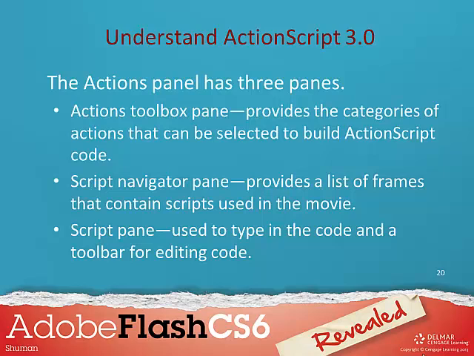The Actions panel has two windows, a left and a right, and three panes. Your panes are your Actions toolbox, which provides the categories of actions that can be selected to build ActionScript code. This provides an alternative to typing code in the script pane. You have your Script Navigator pane, which provides a list of frames that contain scripts used in the movie. This pane can be used to quickly locate a frame and display its code in the script pane. And then the script pane is used to type in the code, with a toolbar for editing the code.